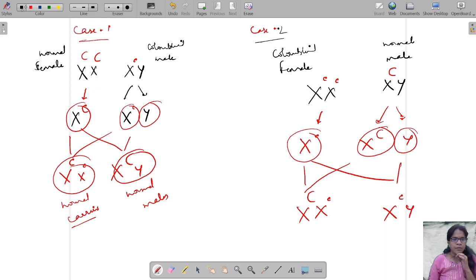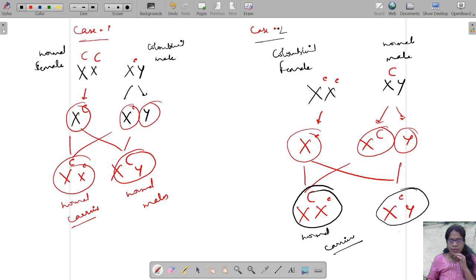Now see. So these are again normal but carriers. Carriers for their next generation. In the same way, these are color blind. So you know that the sons get the X chromosome from the mother. That is why they are having color blindness, right? So these are the two important cases.